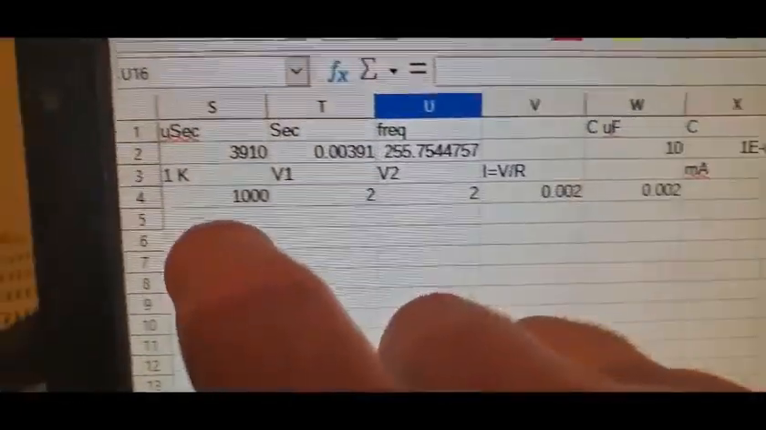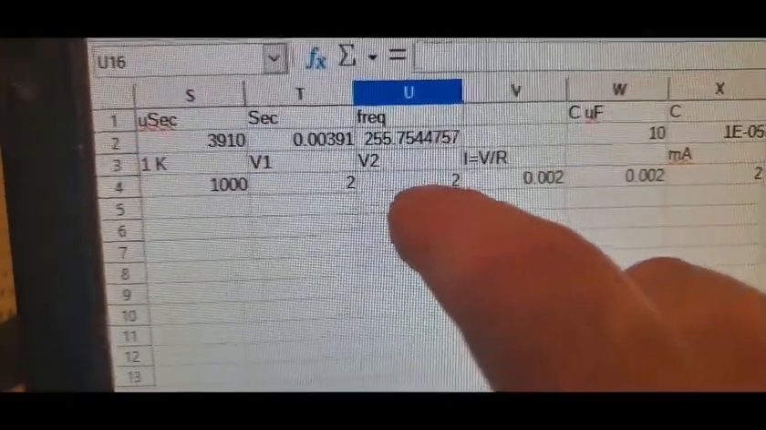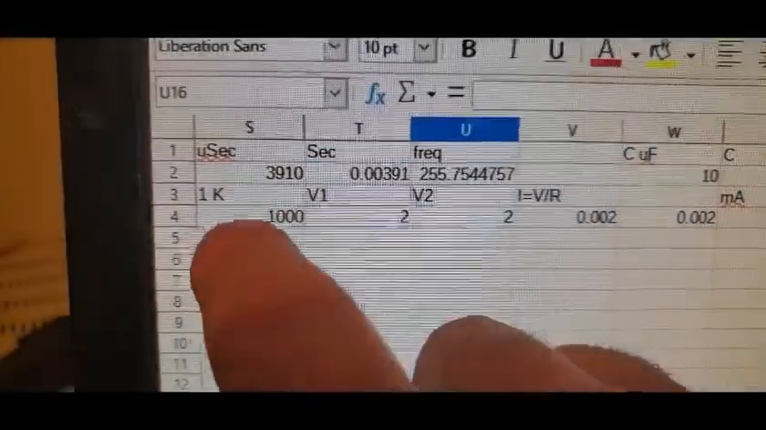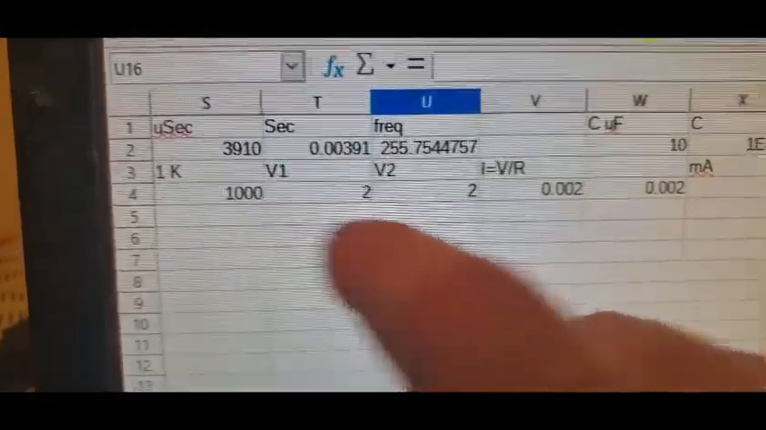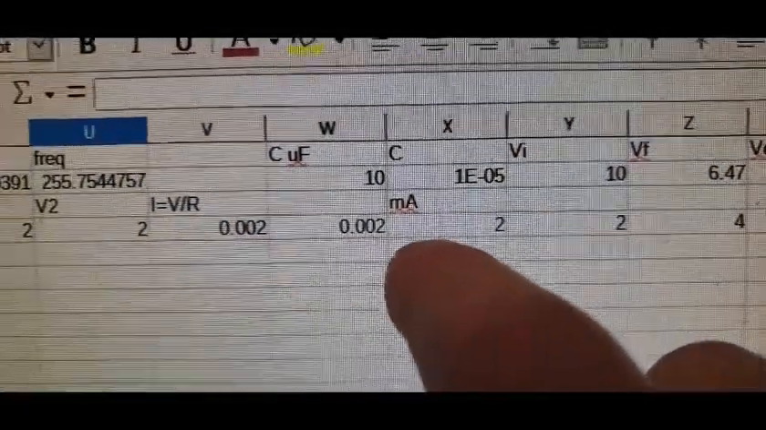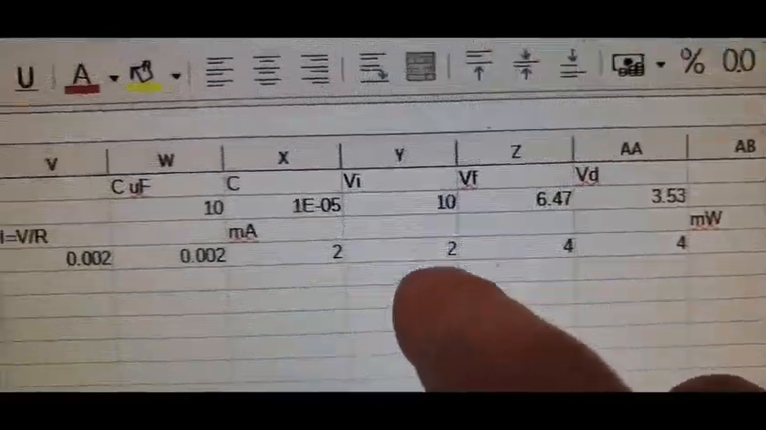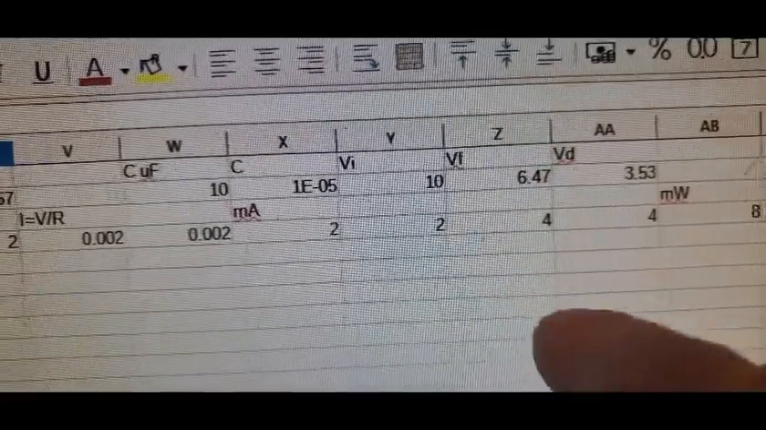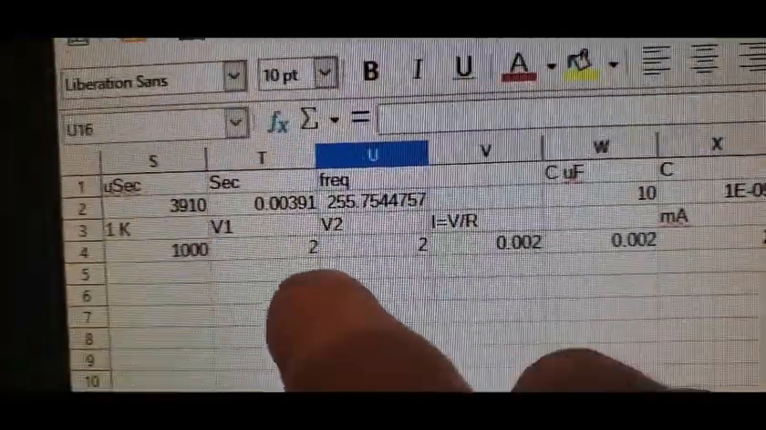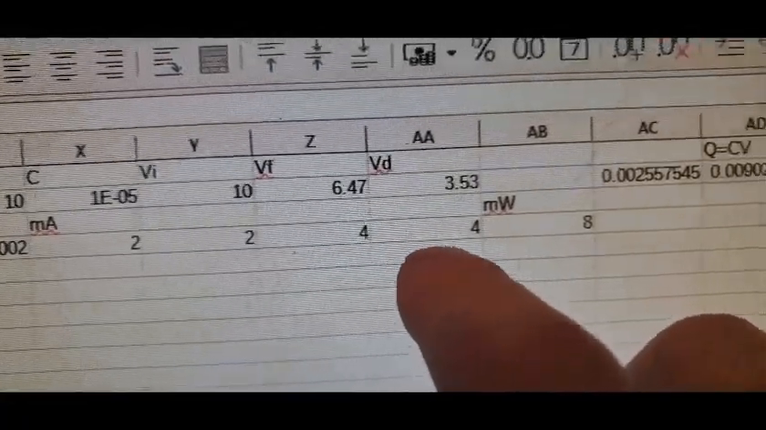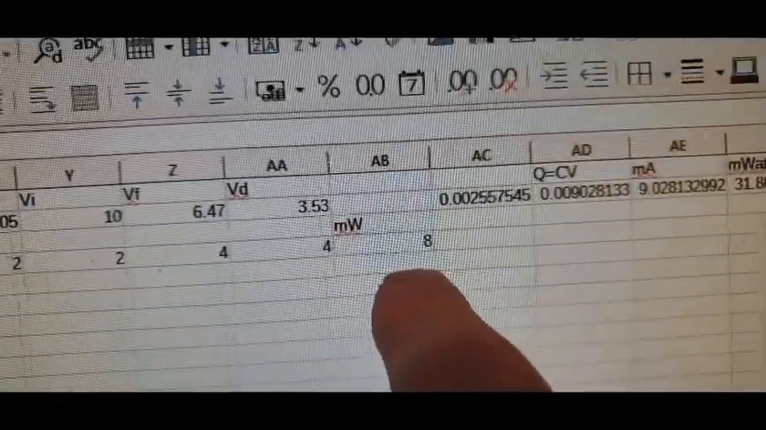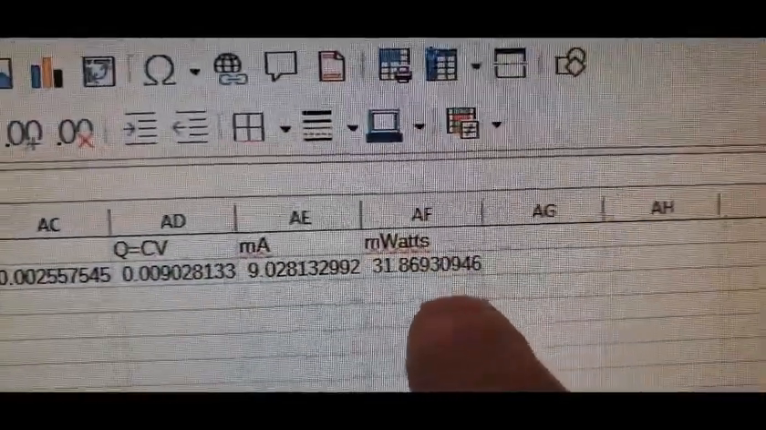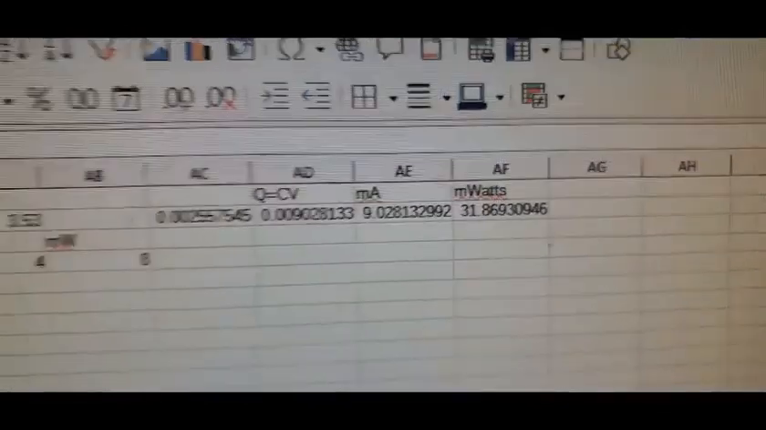It just so happens, because we used 1,000 ohms, that your volts there are identical to your milliamps. If this was a 500 ohm or a 10,000 ohm, that wouldn't be the case. So you could say then you have 2 milliamps. How many then milliwatts out do you have? Watts equals volts times amps. So 2 times 2, you have 4 milliwatts out of one, 4 milliwatts out of the other, for a total of 8 milliwatts. So in this scenario, you would have 8 milliwatts out and 31.89 milliwatts in.